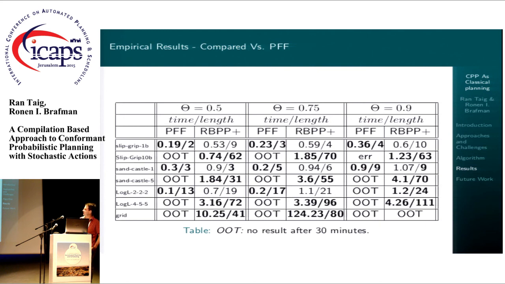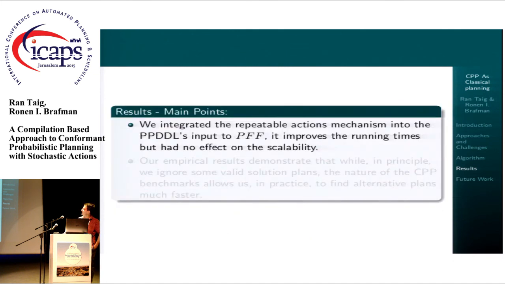But as problems get more complex in a few directions, more complex initial uncertainty, higher value of theta, the higher the theta value is, the harder it is to plan for it. We see that PFF fails to scale up and handle it, while we have in most cases reasonable plan lengths and times.